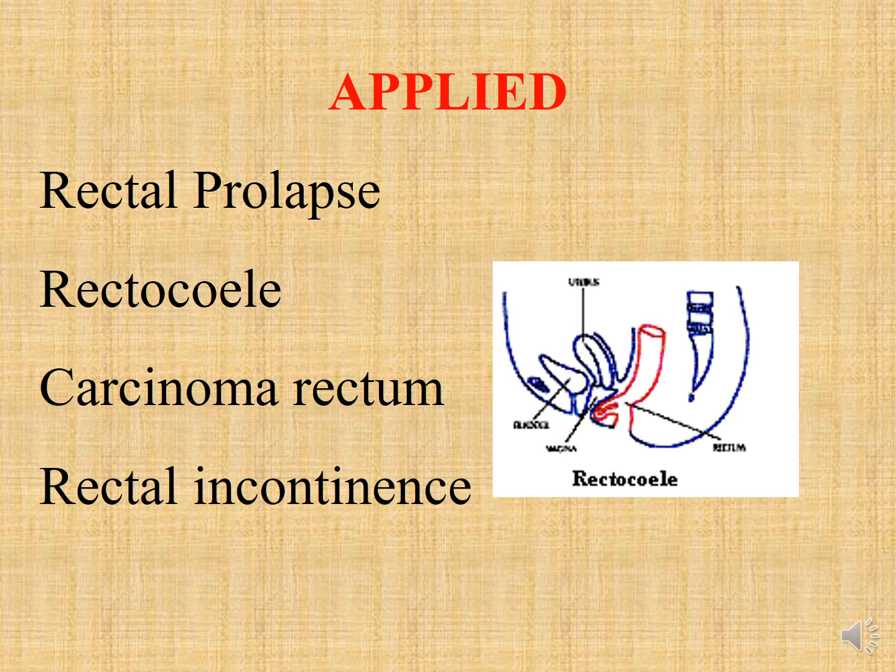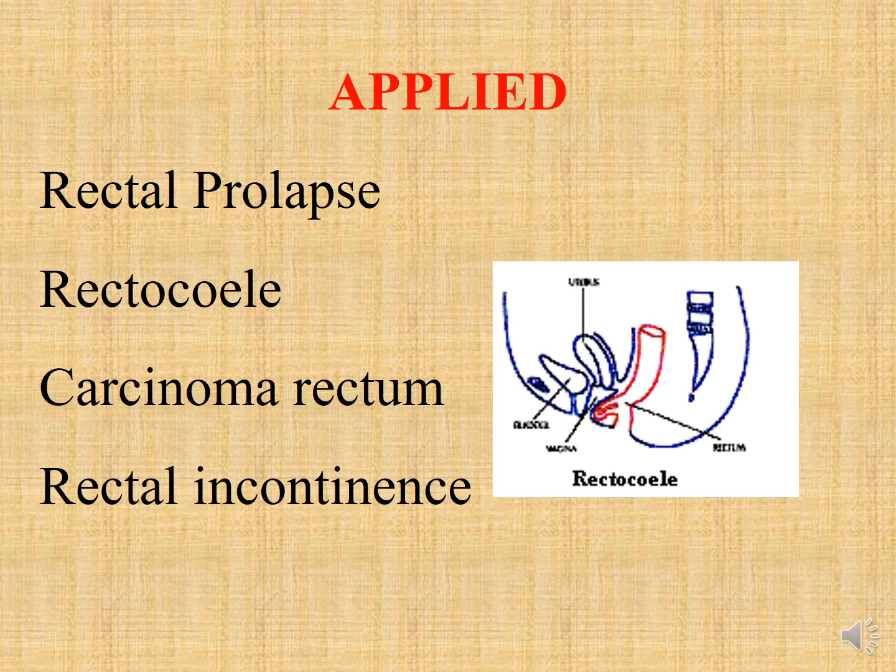Then carcinoma of the rectum is also very important, and it is quite common and situated at the rectosigmoid junction. It can cause bleeding per rectum because of ulceration, and this condition is treated surgically. And rectal incontinence can occur whenever there is damage to the puborectal sling or the anorectal sling, and we have to operate on this anorectal ring. We have to tighten it if we want to prevent rectal incontinence.